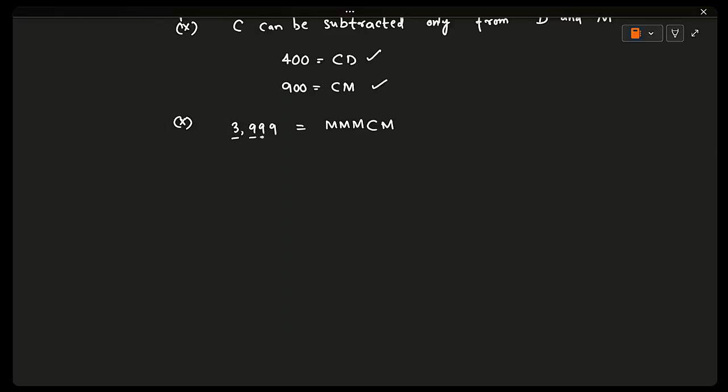And this 9 place value, 9 is there in tens place. 9 into 10, 90. How can you write 90? XC. And this 9 is there in ones place. 9 into 1 is 9. How can you write 9? IX. Okay. So this is the last Roman numeral that we can write.